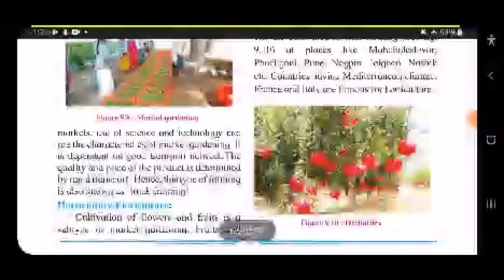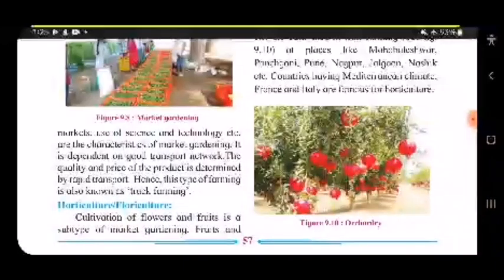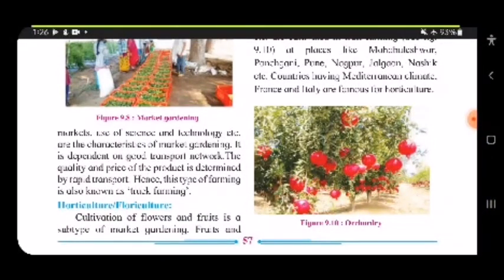It is dependent on a good transport network. The quality and price of the product is determined by rapid transport. Hence, this type of farming is also known as truck farming. It's also called truck farming.